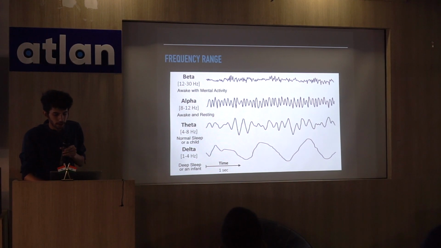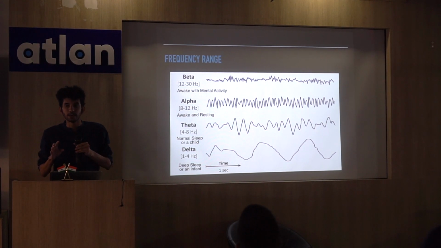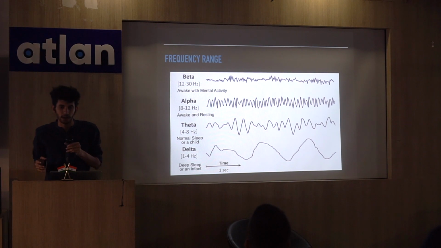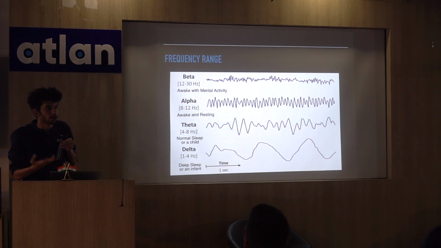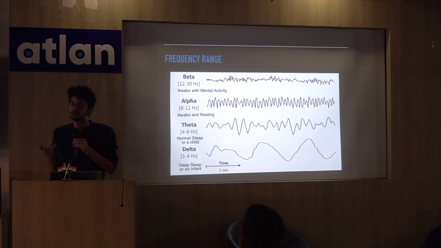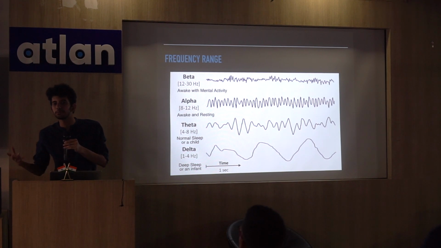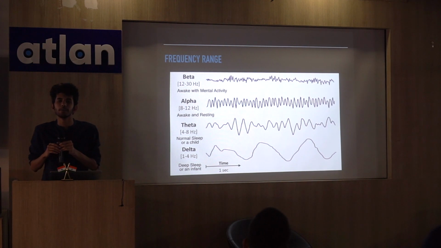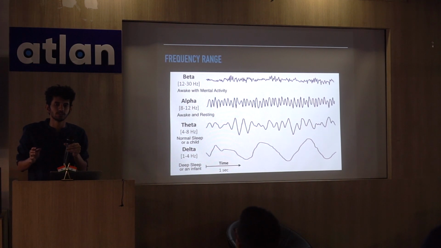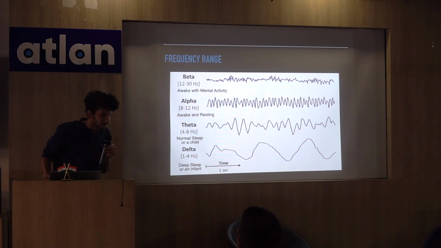So if you see right here, you can see beta. Beta is when a normal human is awake and using his mind or doing some cognitive activities. For example, you're trying to understand what BCI is and I'm trying to explain it, so most probably you'll be in the beta stage. Alpha is when you wake up, you brush your teeth and you're relaxed, just thinking about what you need to do throughout the day.